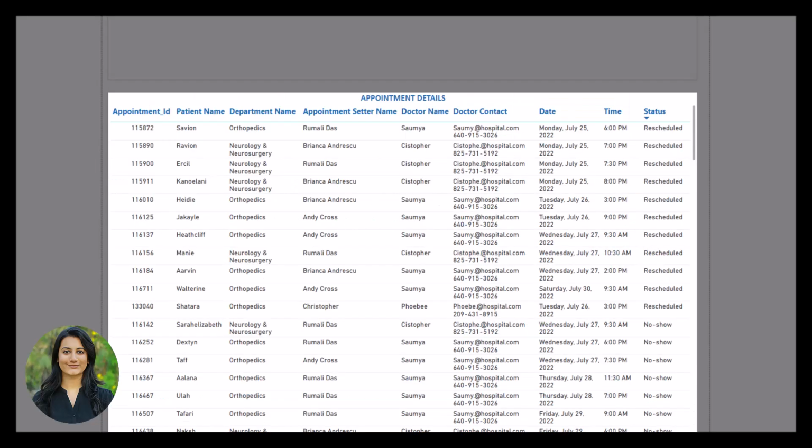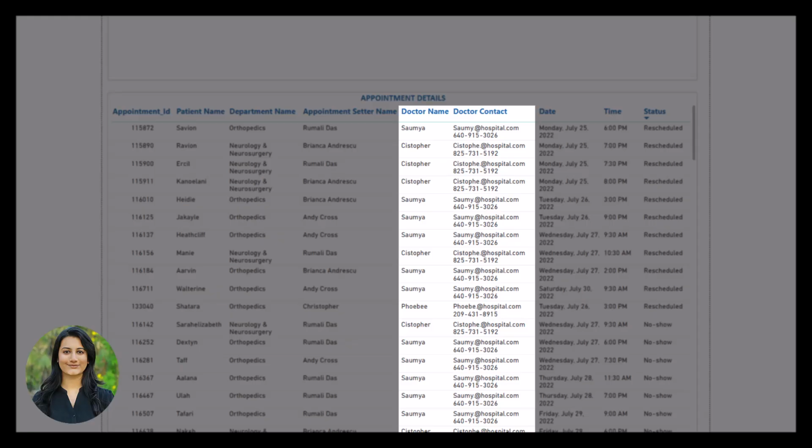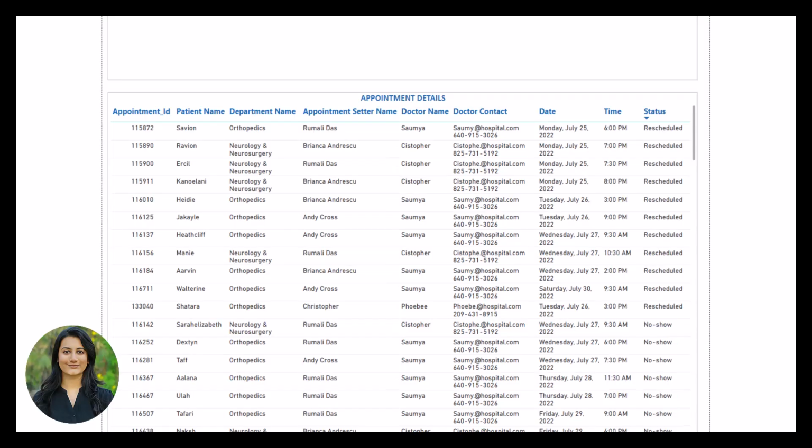Finally, we have the appointment level details. This section gives us a complete view of each appointment, who booked it, what time it was scheduled for, and if it was cancelled or missed. The doctor's contact information is available right here, so teams can follow up directly regarding repeated cancellations or no-shows.